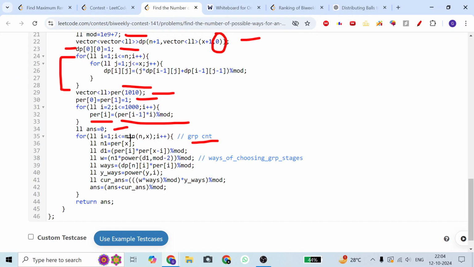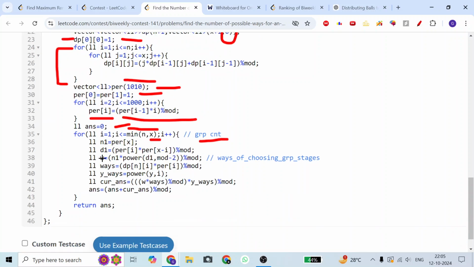So I will take the minimum of them, because that is the maximum number of stages I can use. x is the given number of stages I have, and n is the maximum number of stages I can use. So the minimum of them is the maximum number of stages that I can use. Okay guys, very simple. Now n1 is the permutation of x.